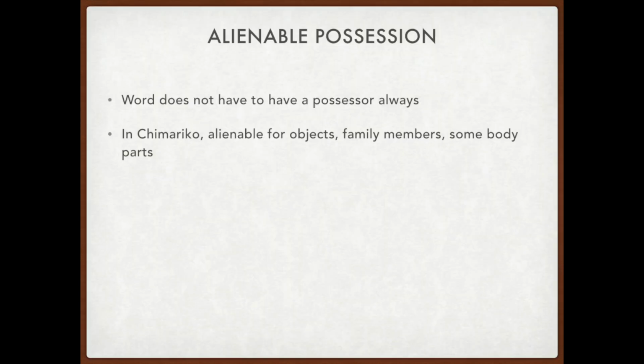So alienable possession means that the vocabulary word does not indicate who owns it. And this is what we have in English. In Chimariko, alienable possession is only for objects, family members, and some body parts. So we're going to get into this.